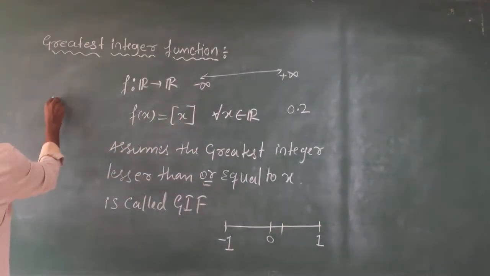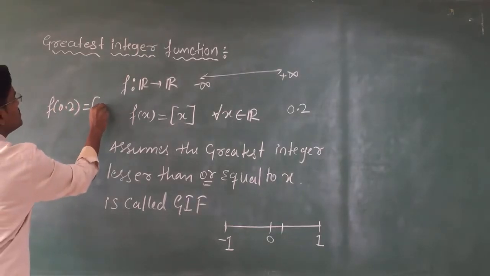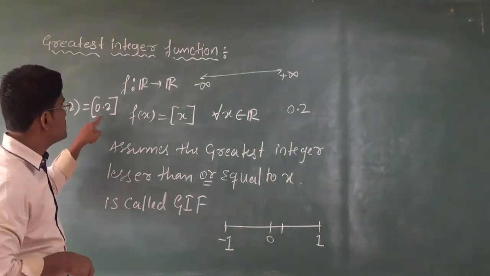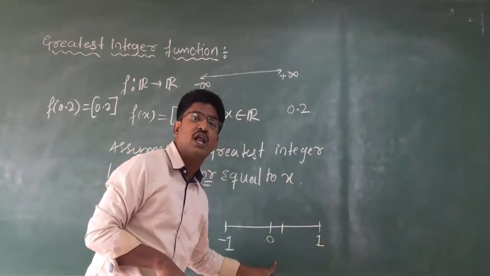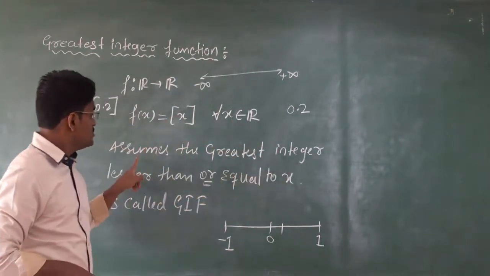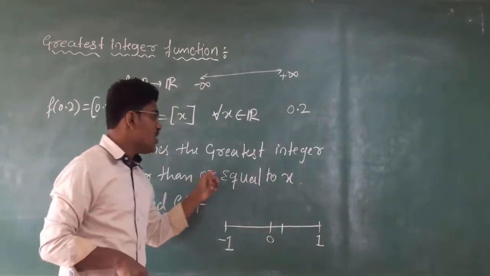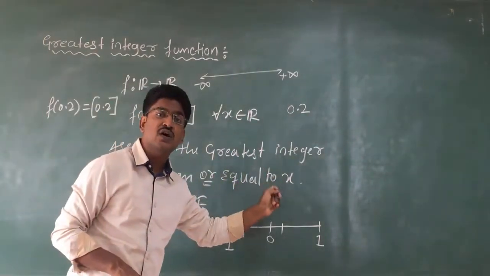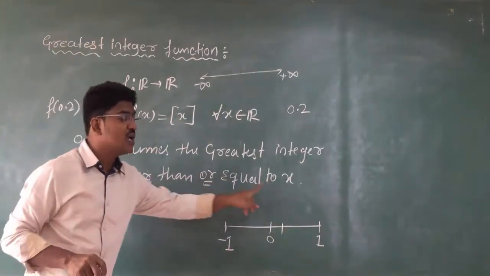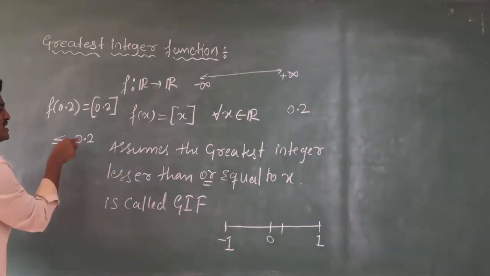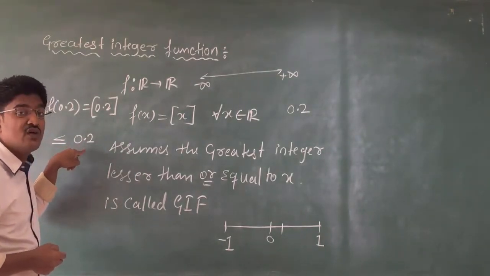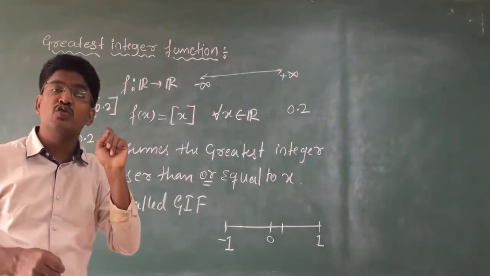Now I want to find f of 0.2, that is the greatest integer of 0.2. What we have to think is, where does this 0.2 lie? 0.2 lies in between 0 and 1. Clear? What does the greatest integer function tell? It assumes the greatest integer lesser than or equal to x. See here, what is the x value? 0.2. What is your greatest integer lesser than or equal to this x value? That means the greatest integer which is lesser than or equal to 0.2, because 0.2 is not an integer.